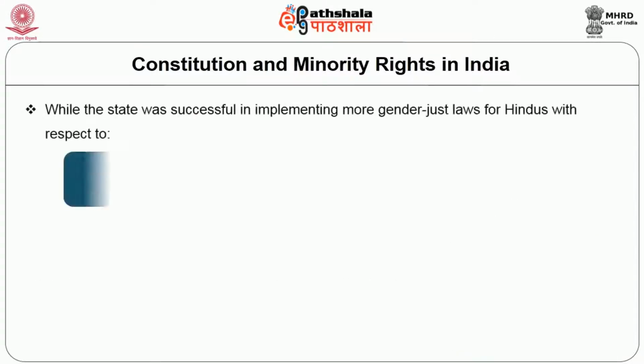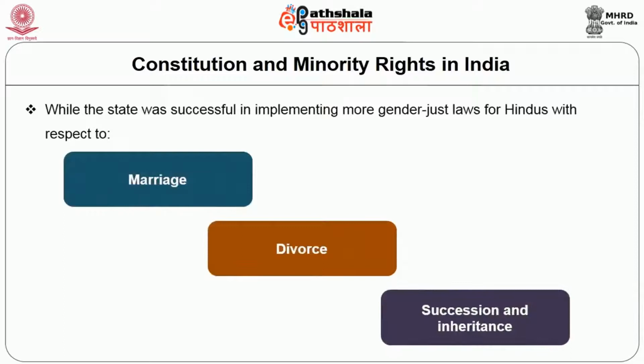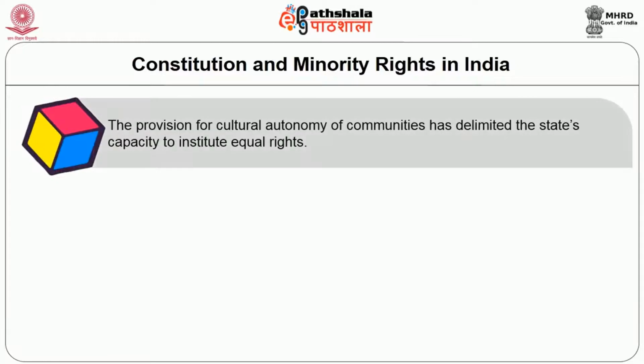While the state was successful in implementing more gender-just laws for Hindus with respect to marriage, divorce, succession and inheritance, the state was largely unsuccessful in implementing similar laws among other religious communities. The provision for cultural autonomy of communities has delimited the state's capacity to institute equal rights.